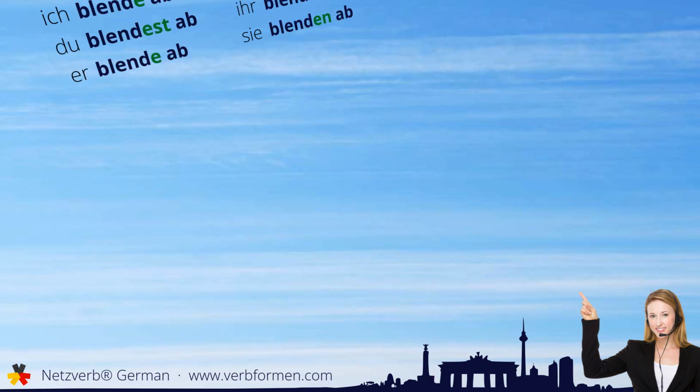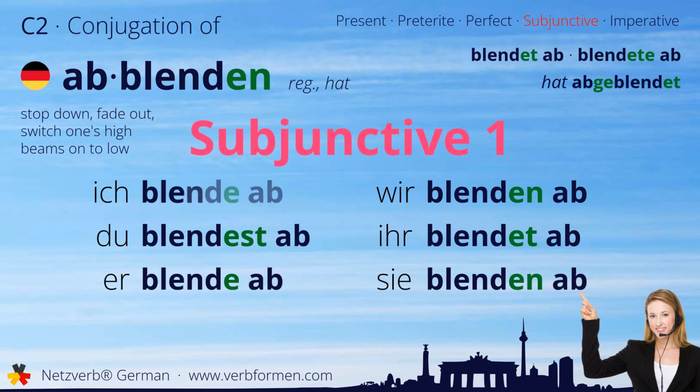Next up is the subjunctive one. Ich blende ab. Du blendest ab. Er blende ab. Wir blenden ab. Ihr blendet ab. Sie blenden ab.